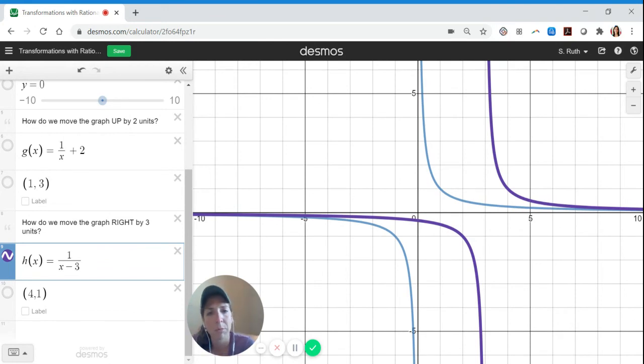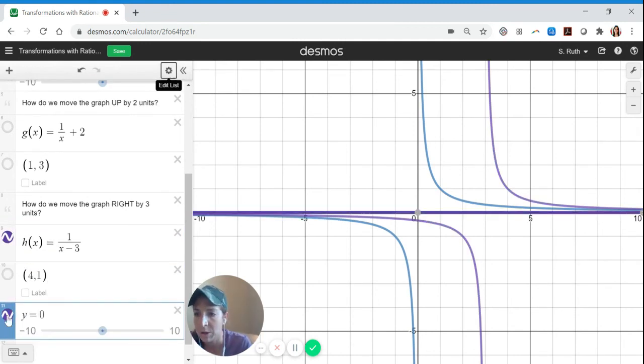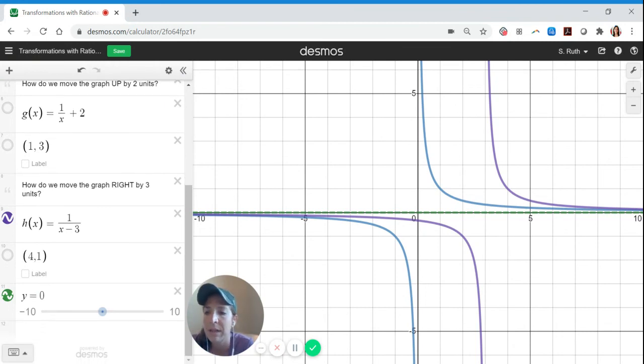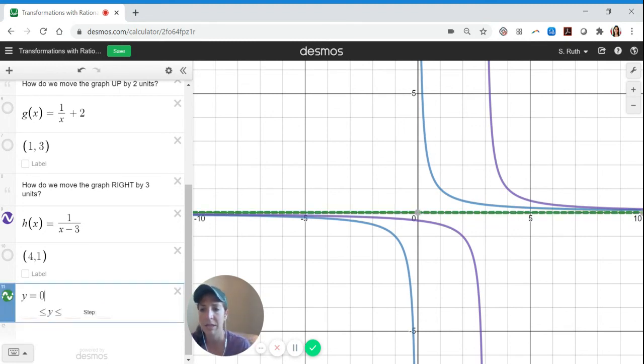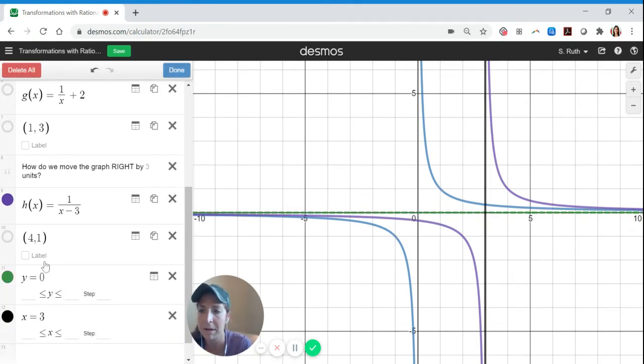If we transform the blue graph to the purple graph, it did not move up or down at all. So would you agree the horizontal asymptote is still at y equals 0, right? There wasn't any change in the horizontal asymptote. So I'll just go ahead and throw in the horizontal asymptote in a familiar way. I've been graphing those in green. But then the vertical asymptote for the base graph was at x equals 0. So if we've shifted the graph to the right by 3, are you guys good if I say that the vertical asymptote must be at x equals 3? I'll put that in there as a dashed line.